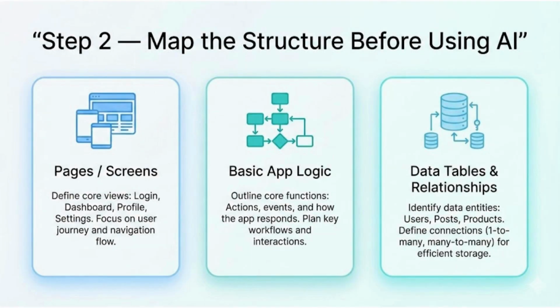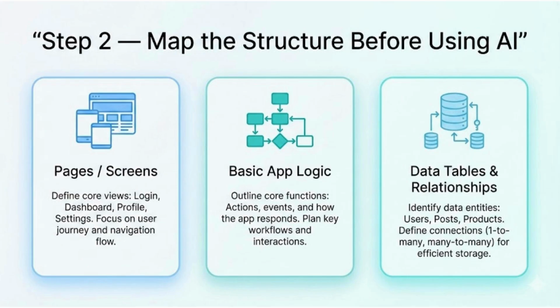Now let's talk about mapping the proper structure before using AI tools. Step 2 is where most people instantly level out. You map your app before you ever touch an AI tool. Think of it like building a house. You don't start hammering nails without knowing the rooms, the layout, where the doors go. Apps are the same. First, define your pages or screens. What does the user actually see? A login page, a dashboard, a settings page? List them out like you're sketching a simple blueprint.